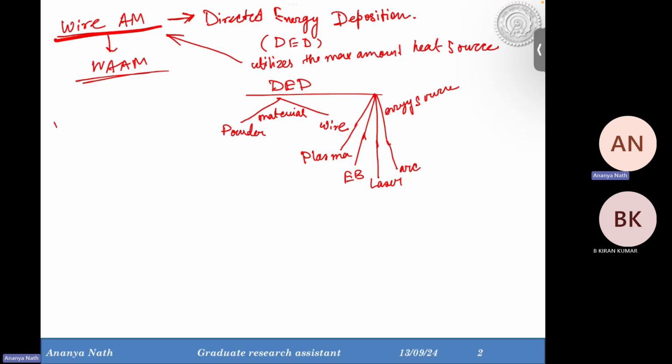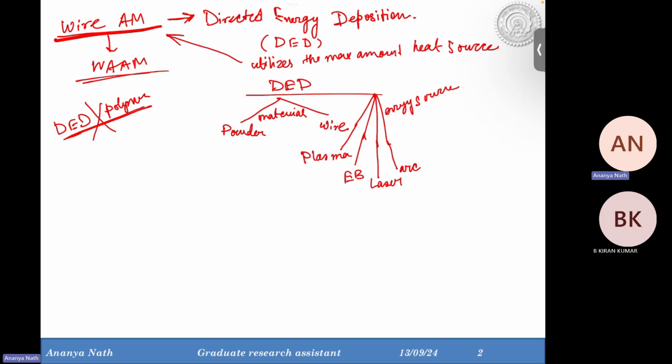But DED is not suitable for polymer. DED doesn't use polymer because, as I have said, DED uses the maximum heat source among all the other categories. Polymer needs a much lesser amount of heat to get melted or sintered. So DED is not capable of printing polymer parts, but any type of metal can be printed using DED.